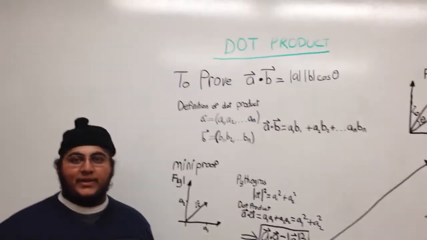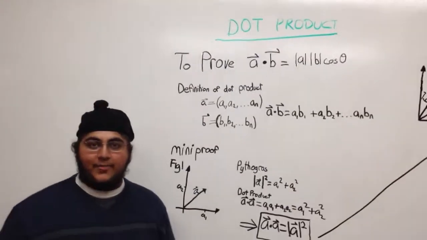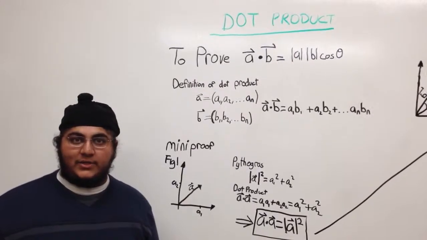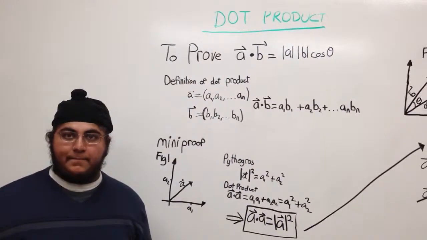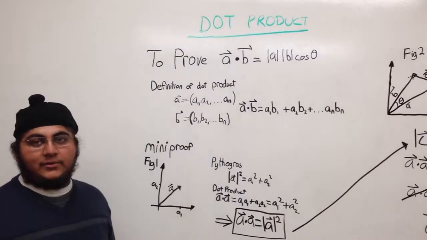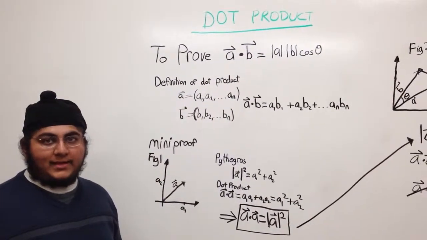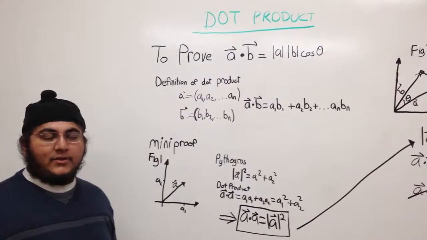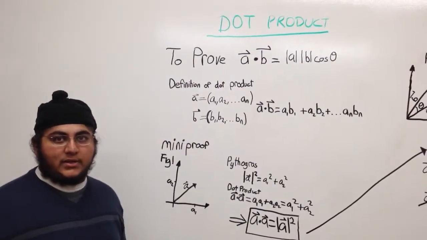In this video, we'll be looking at the dot product in detail. The dot product is an operation that maps two vectors in n-dimensional space to a scalar. In this video, we're trying to prove that vector A dot vector B is equal to the magnitude of length A times the magnitude of length B times the cosine of the angle in between the two vectors, represented by theta.